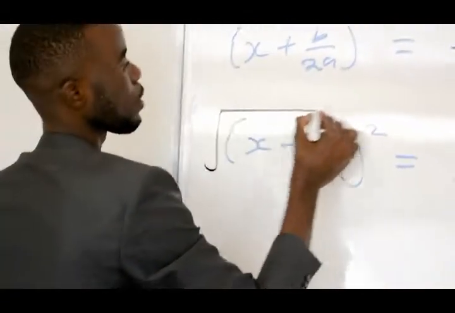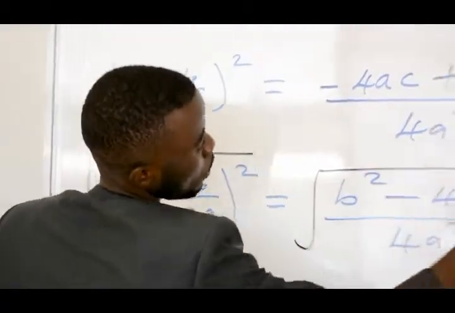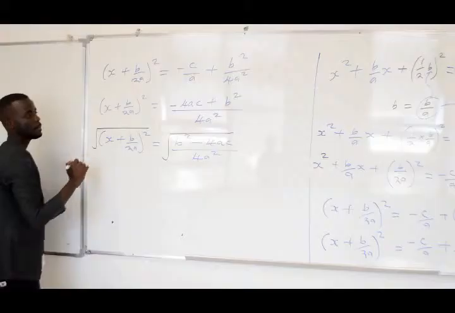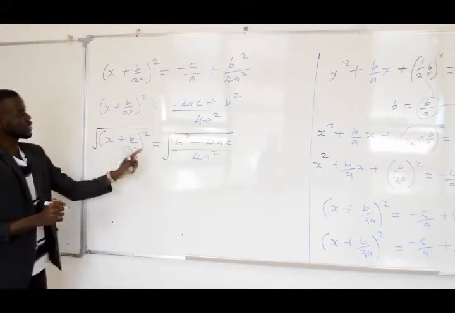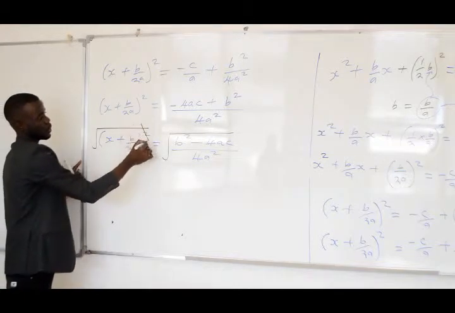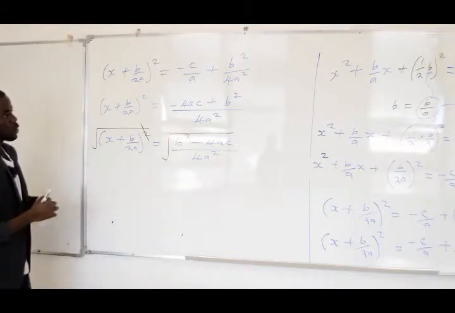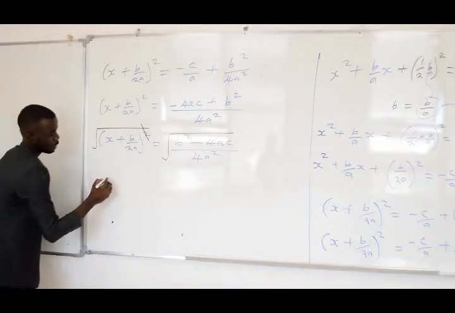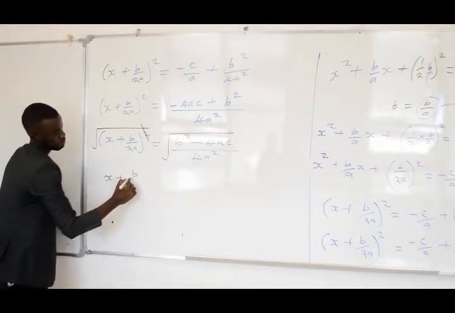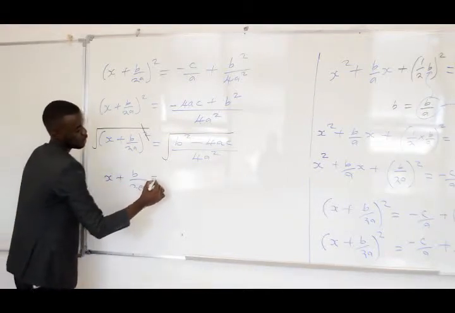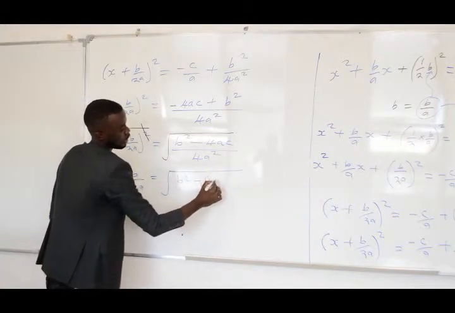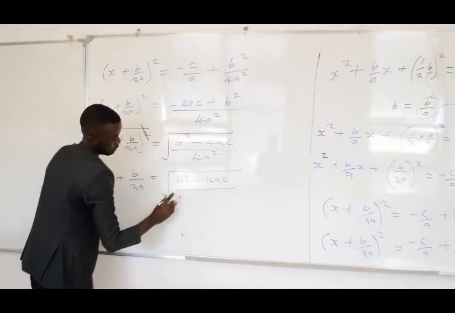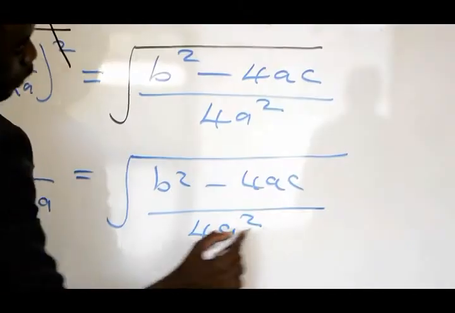You introduce the square root on both sides of the equation, because we want to get rid of this square root. So now, how do you get rid of it? You introduce it on both sides, then we cancel the square root and the 2, which we all know. Then we remain with x plus b over 2a, which is equal to the root of b squared minus 4ac over 4a squared.